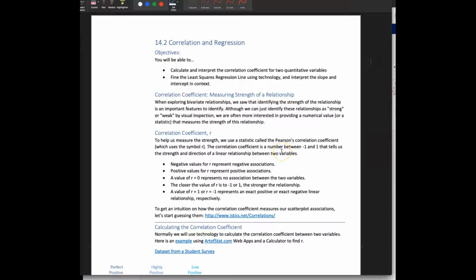Okay, let's go ahead and take a look at Module 14.2. We're going to study something called correlation and regression as it relates to the scatter plots that we learned about in the previous module. So we're going to take our two quantitative variables and calculate the correlation between those variables. We call that the correlation coefficient.